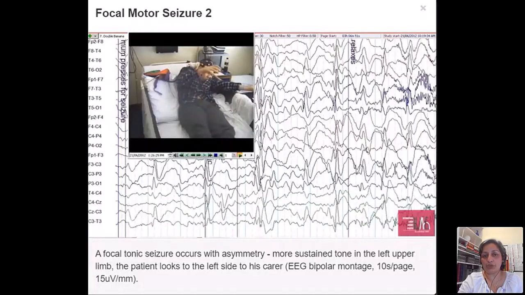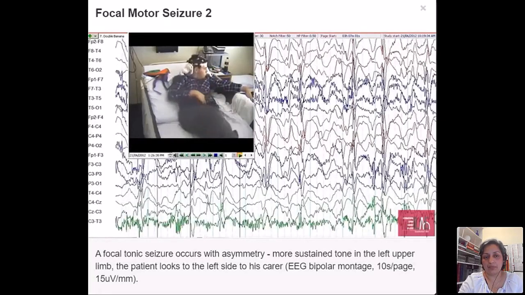So left arm is tonic, right arm is still moving around, continuous discharges, spike and wave discharges, and the patient is looking towards the seizure. Okay, going back to the slides.